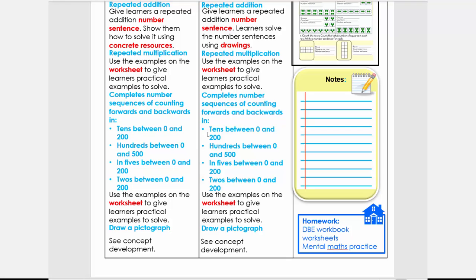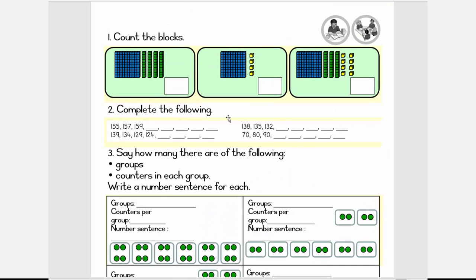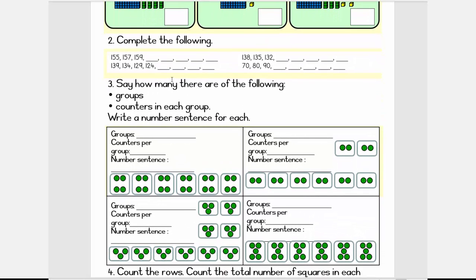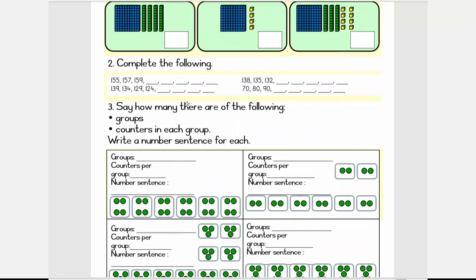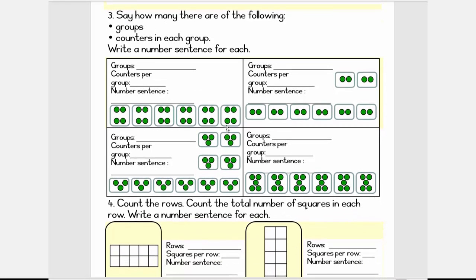Then you can count in sequences here. We're going to count in tens, hundreds, fives, and twos between these number ranges. Remember again, give them a starting point, give them a point where they need to end. And lastly, we're going to look at the pictograph. So here's the worksheet then. The worksheet covers all the concepts that we spoke about previously. Remember again, the more practical work you do, the easier they can do the worksheets. If you don't have a printer, go through these questions one by one by writing them on a piece of paper or do them on the screen.